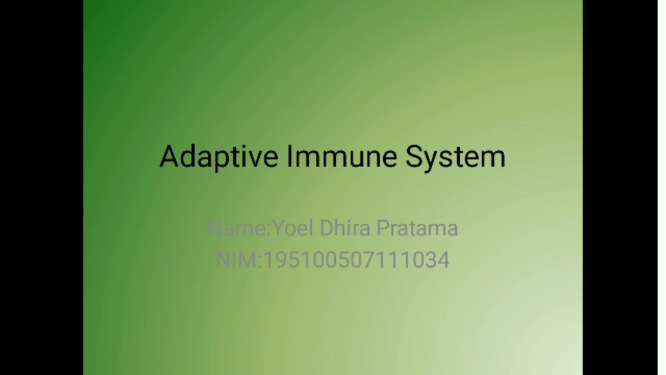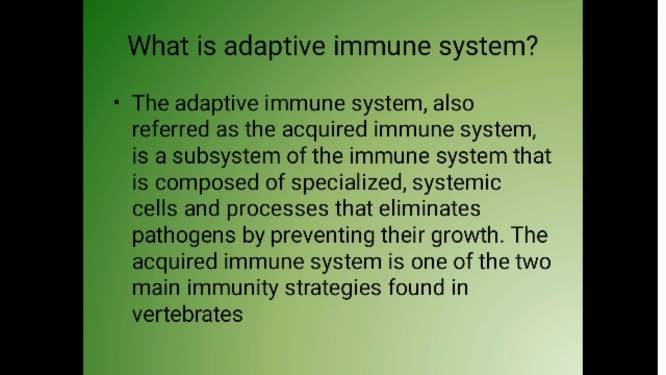Hello, my name is Yoel, and today I want to explain about the adaptive immune system. So, what is the adaptive immune system? The adaptive immune system, also referred to as the acquired immune system, is a subsystem of the immune system that is composed of specialized systemic cells and processes.